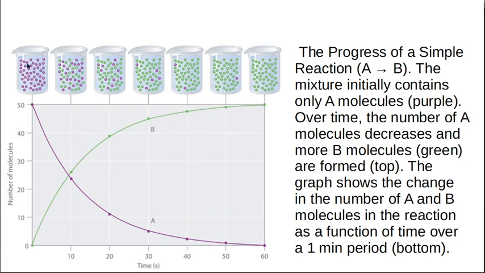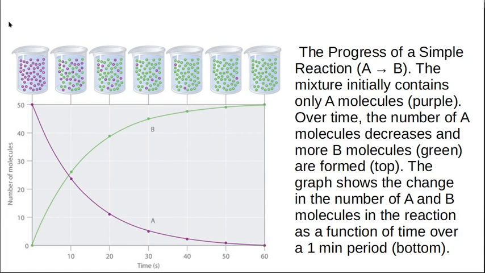So if we count the number of purple things in each jar, can you see it's getting less and less and less until there's hardly any? And this is represented on this graph like this, until finally there's no purple things left. There's literally no more molecules of reactants left.